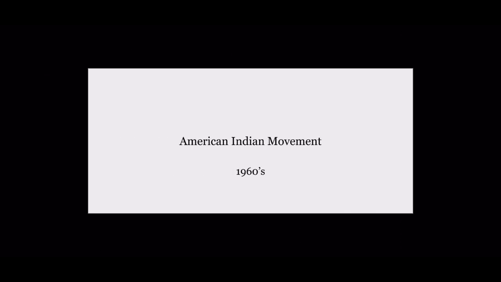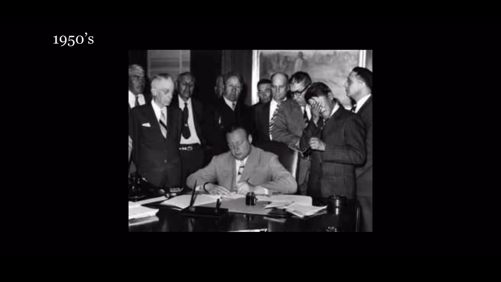The American Indian Movement, 1960s. The federal government's termination policy in the 1950s aimed to assimilate Native Americans into mainstream society by encouraging relocation from the reservations to urban centers. This policy led to more challenges, including racial profiling and limited educational opportunities, which the American Indian Movement sought to address.